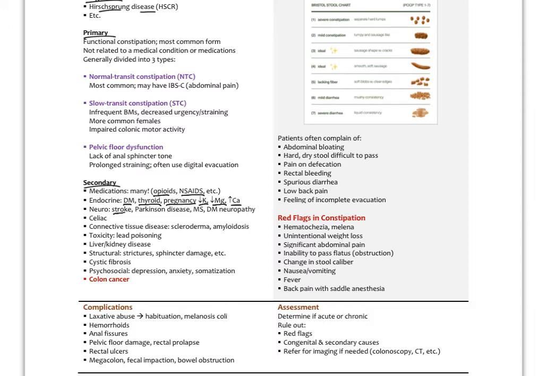Neurological issues after stroke and Parkinson's disease are highly correlated with constipation, probably from loss of dopamine in the bowel wall, and that is, again, needed like serotonin to stimulate the colonic contractions. MS, and then neuropathy that develops in the autonomic nervous system from chronic type 2 diabetes, peripheral neuropathy. Celiac disease, connective tissue disorders like scleroderma, amyloidosis, lead poisoning, not common, but that can cause chronic constipation.